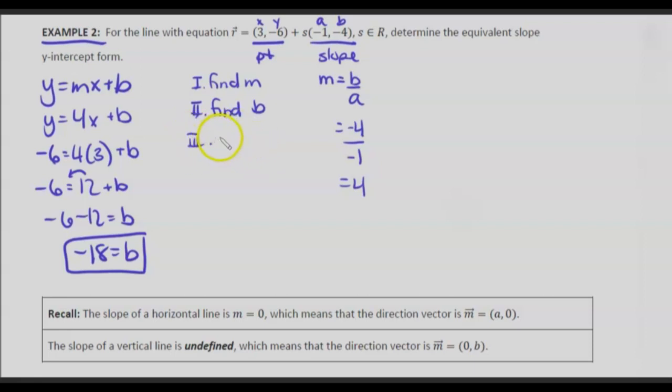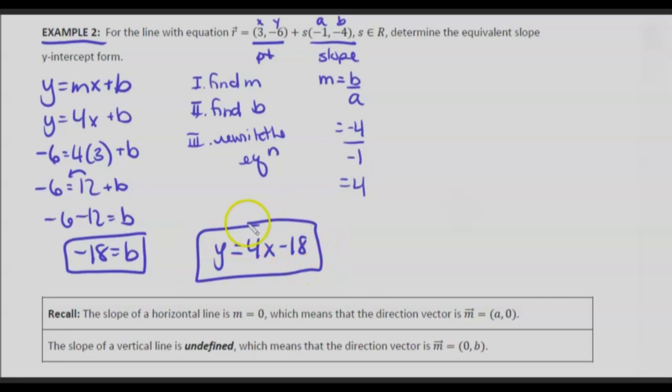And then step 3, rewrite the equation. So all we have to do now is rewrite. So I have y equals 4x minus 18. And that's the equation of this line in vector form, but this time it's in slope y-intercept form.